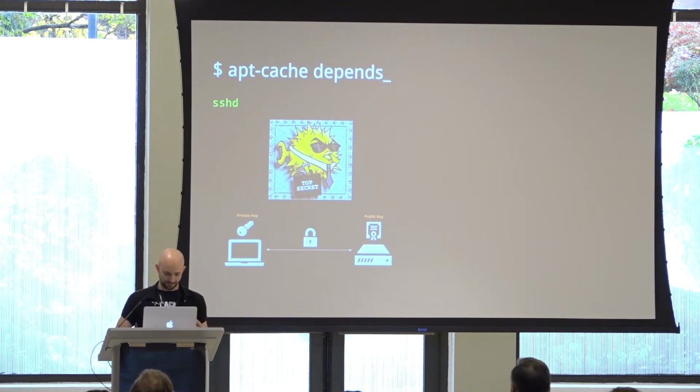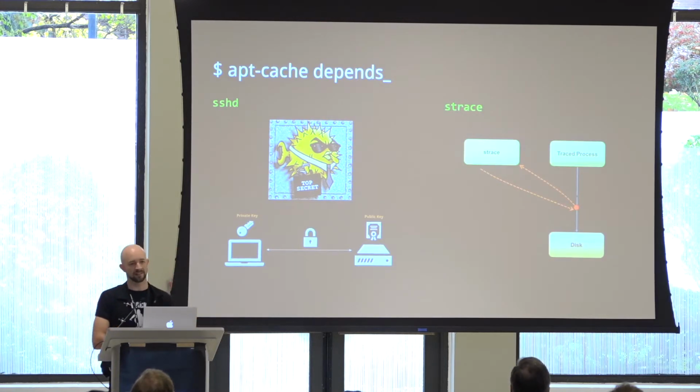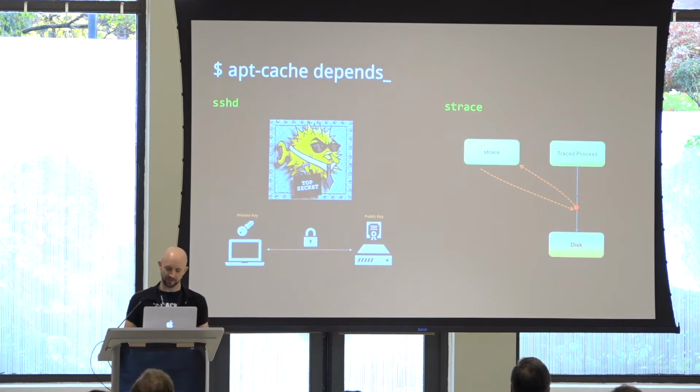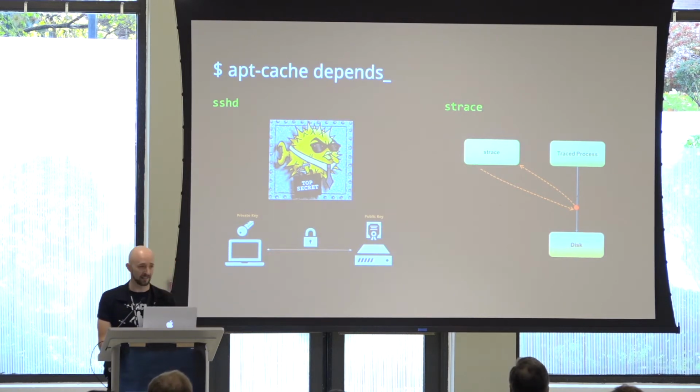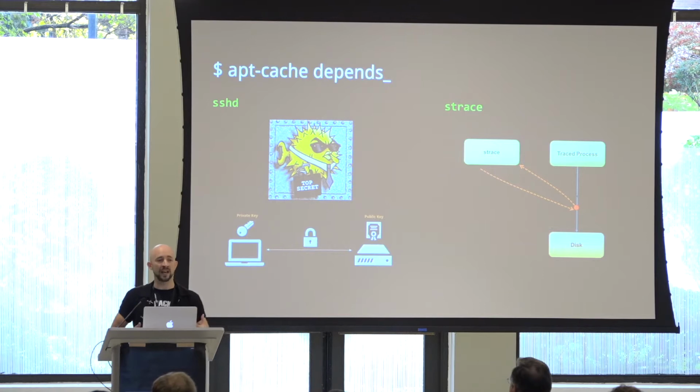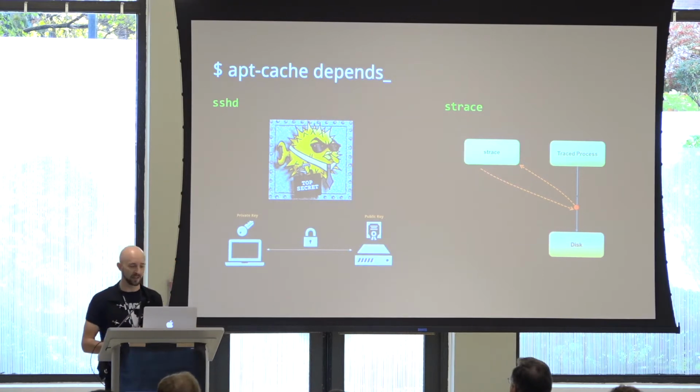Dependency number 2 is strace. Okay? System call tracer. This program is designed to show interactions between a process and the kernel. It's a simple debugger. You often find it pre-installed on Linux systems, and it's great because it's super lightweight. It'll give you all kinds of visibility into the process that you're running.